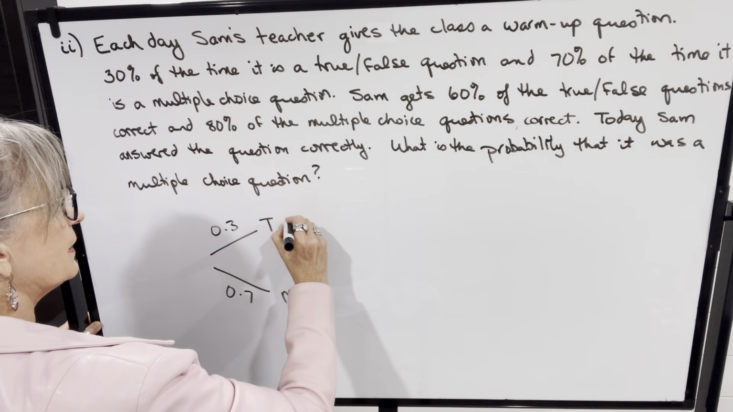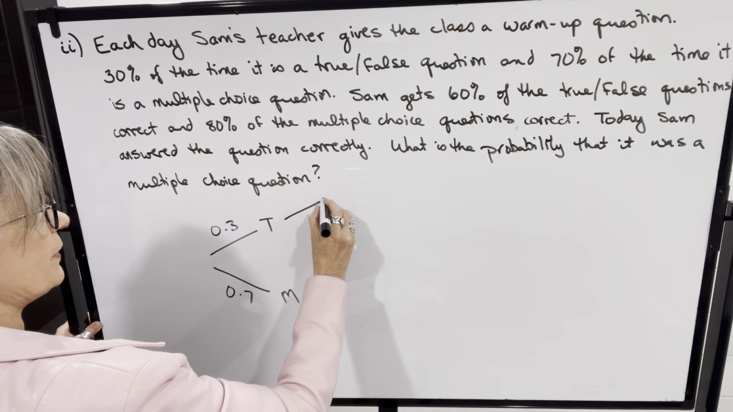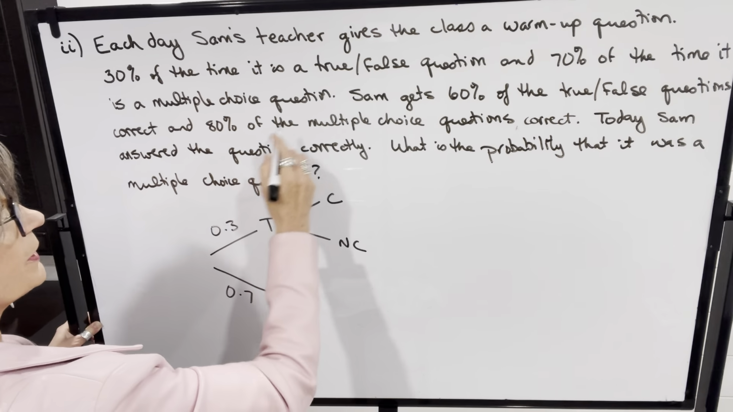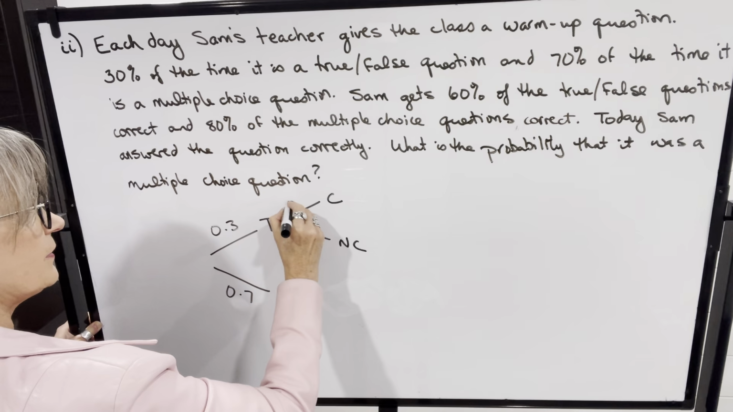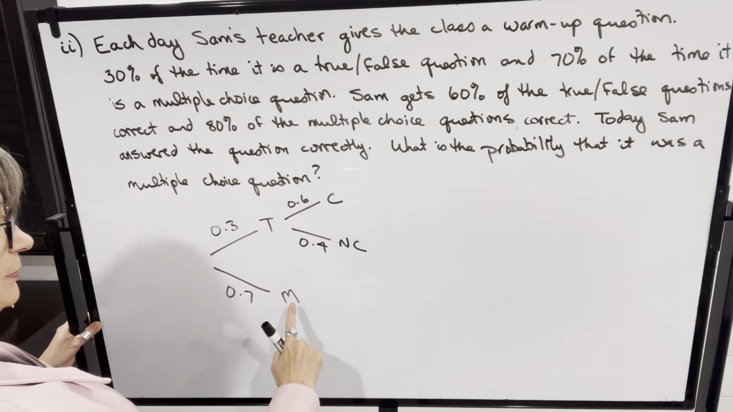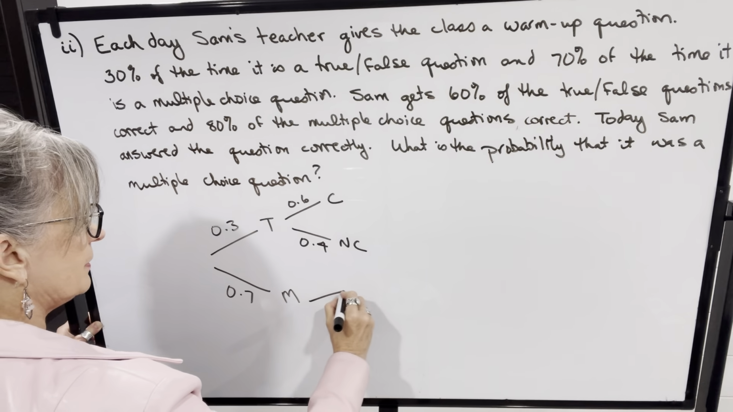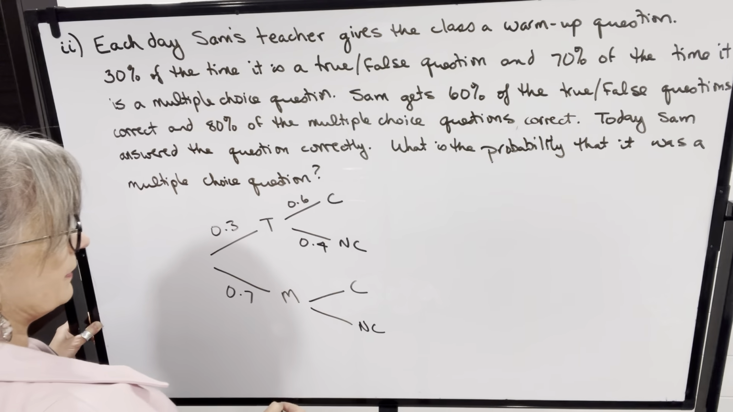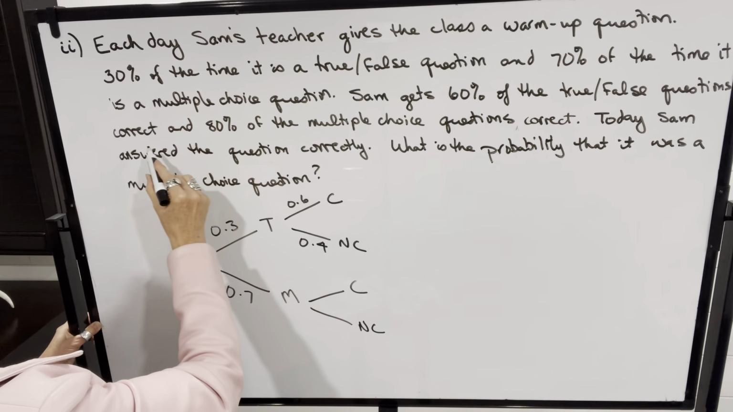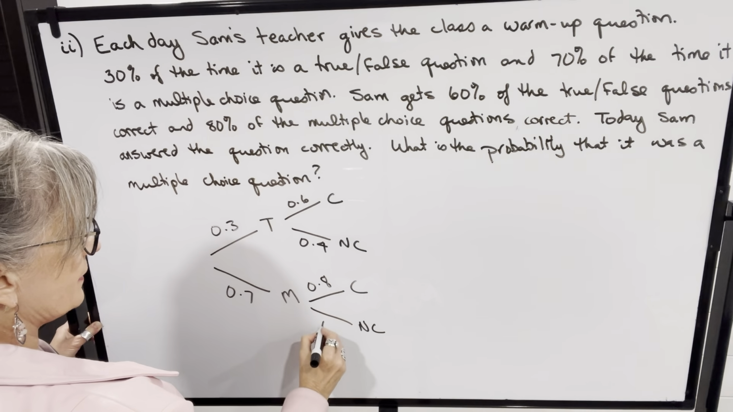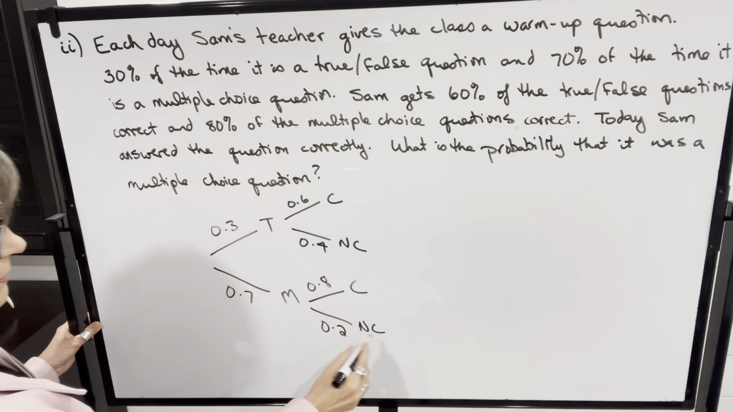Then, when Sam answers a true-false question, it's either correct or not correct. And we know that it's correct 60% of the time, which means it would be not correct 40% of the time. Similarly, with the multiple choice question, it's either correct or Sam answers it incorrectly. And we know that Sam answers it correctly 80% of the time if it's multiple choice, so that means 20% not correct.